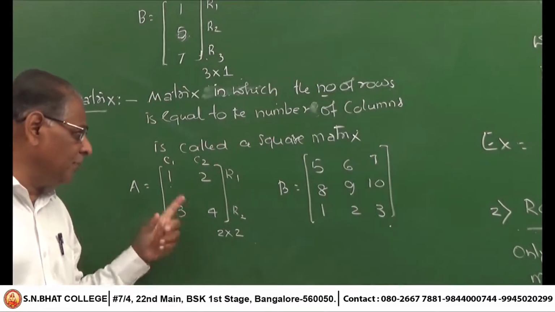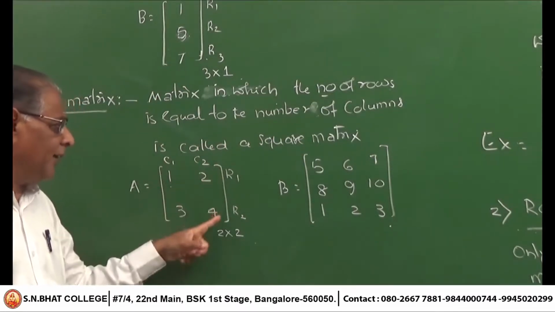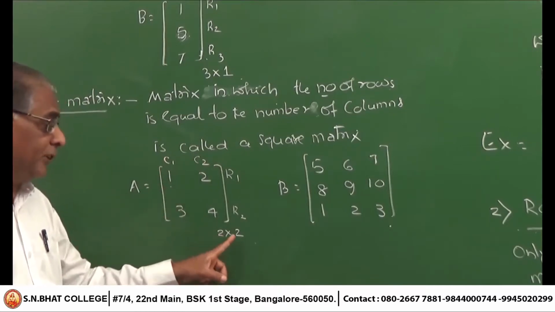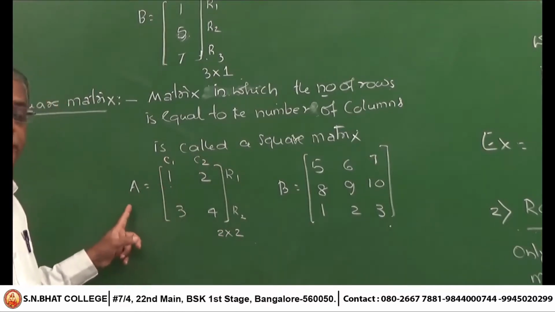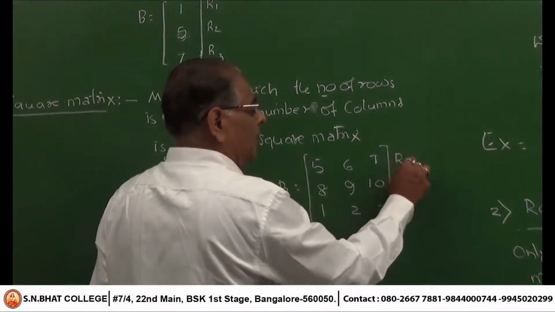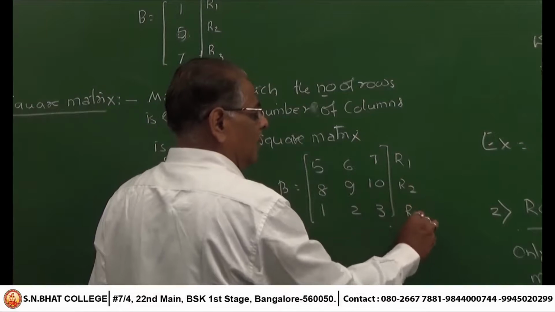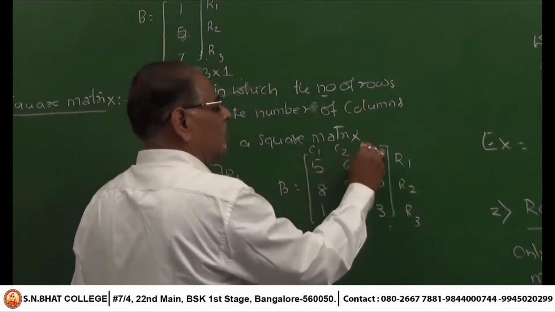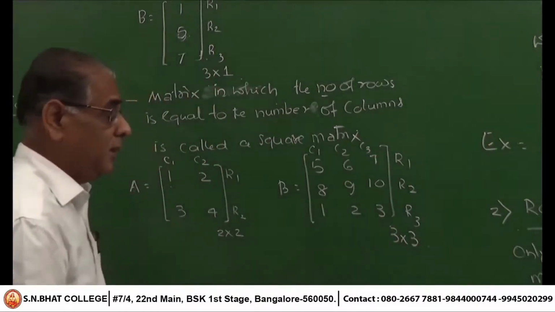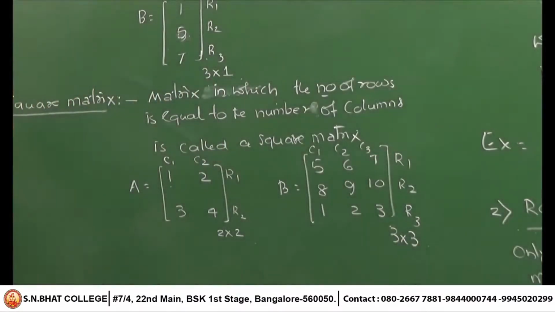In the first example, it has 2 rows, R1 and R2, and 2 columns, C1 and C2. Therefore, the order of this matrix is 2 cross 2. Therefore, A is a square matrix. Whereas in the second example, there are 3 rows and 3 columns. Therefore, the order of this matrix is 3 cross 3. Both examples are examples of a square matrix.